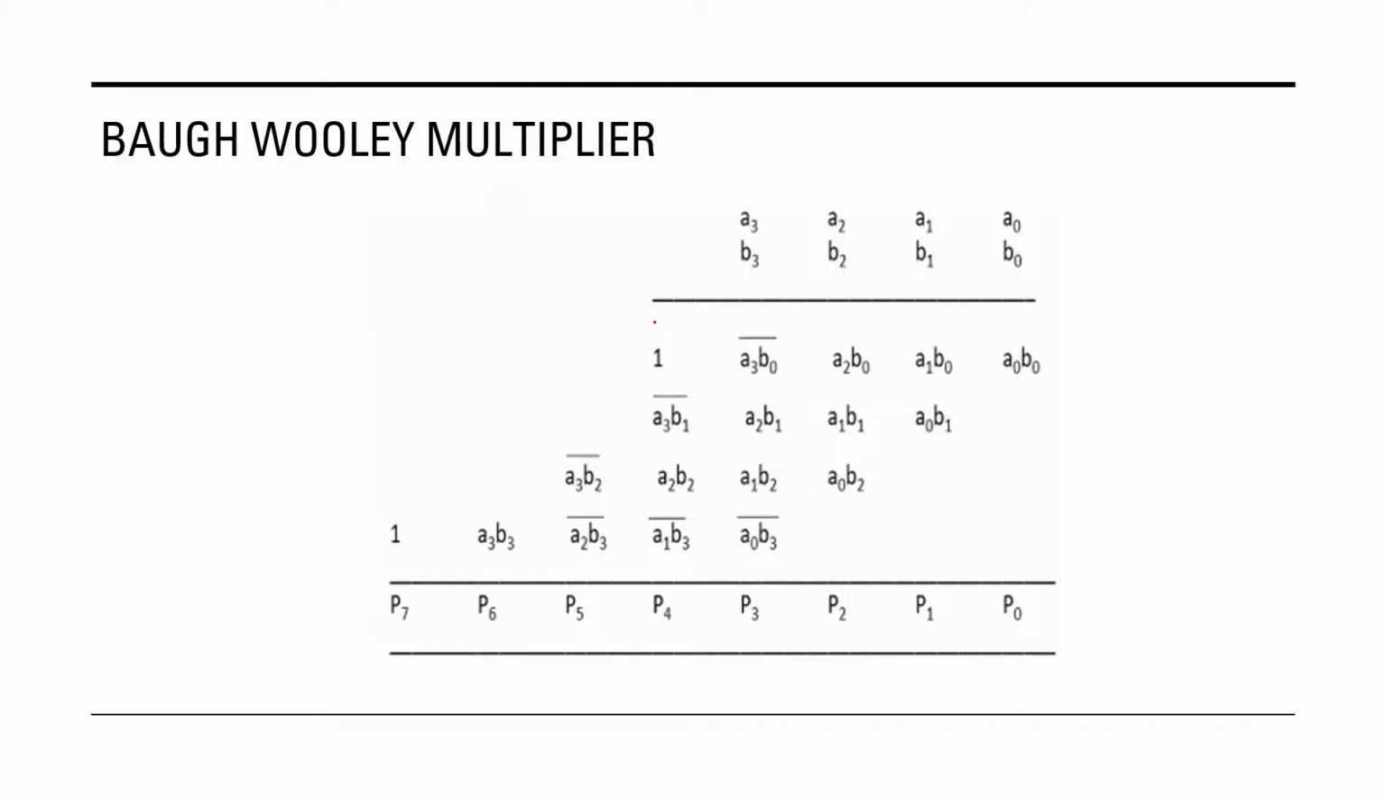So if you observe over here, we have got two inputs A0, B0, A1, B1, A2, B2, A3, B3. Always in a signed number, the MSB is going to be the sign bit. So if you observe over here in the partial products, B0 is going to be multiplied with A0. So B0 A0 is correct, B0 A1 is correct, B0 A2 is correct. But here, if you observe, there is a bar. Why is it a bar?